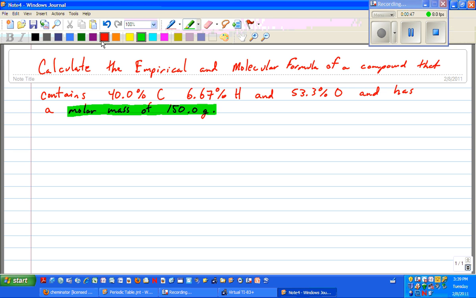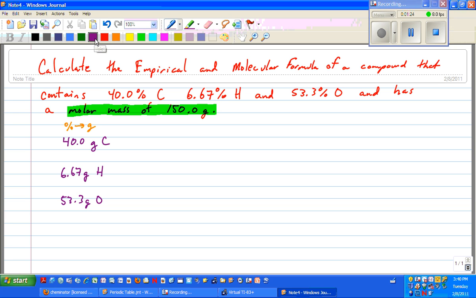The very first thing we want to do is convert percent to grams, and that's pretty easy because all we're going to do is write down 40.0, and rather than write down the percent, we're going to write down grams of carbon, and then we've got 6.67 grams of hydrogen and 53.3 grams of oxygen. So that is converting percent to grams.